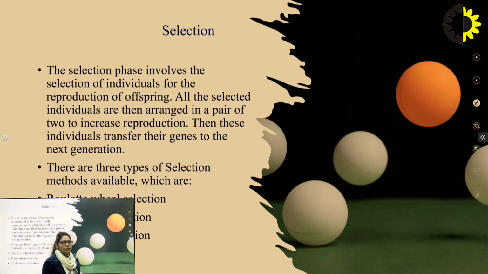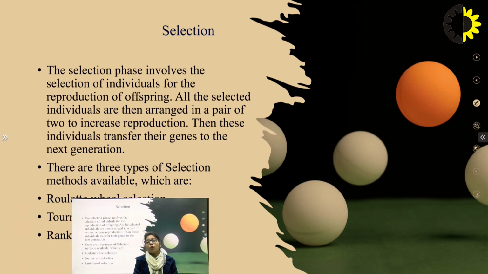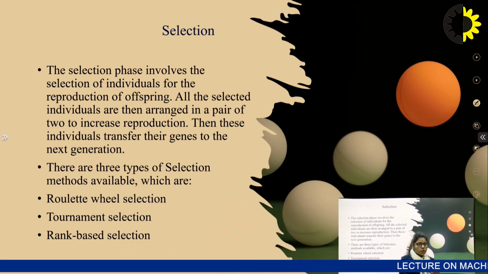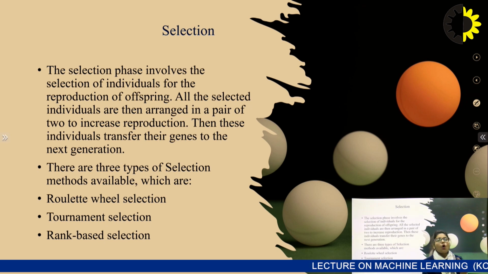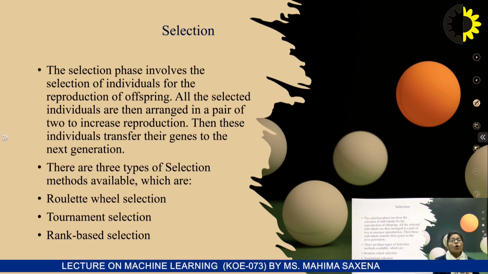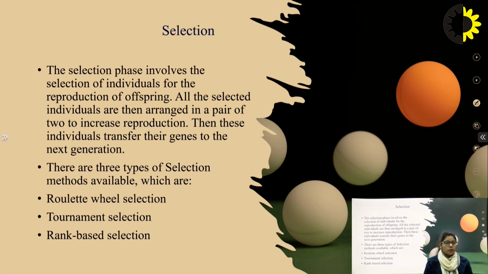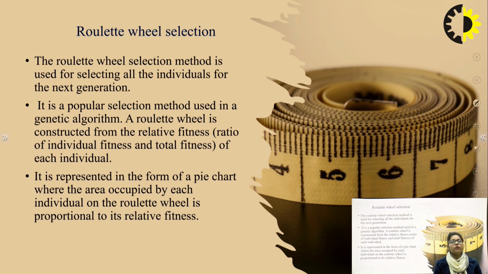Next topic is selection. The selection phase involves the selection of individuals for the reproduction of offspring. All the selected individuals are then arranged in pairs of two to increase reproduction. Then these individuals transfer their genes to the next generation. There are 3 types of selection methods available, which are roulette wheel selection, tournament selection, and rank-based selection. Now, what is roulette wheel selection?